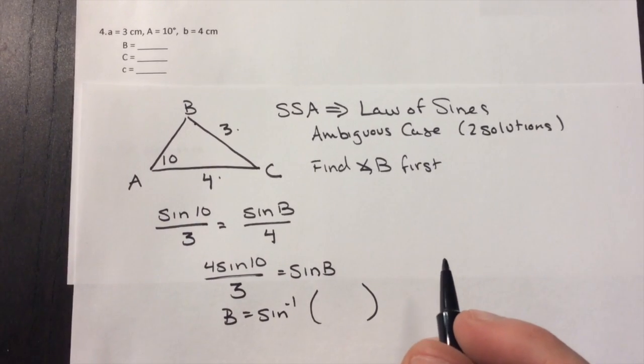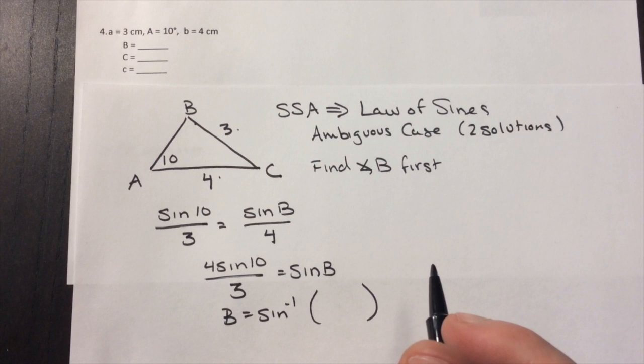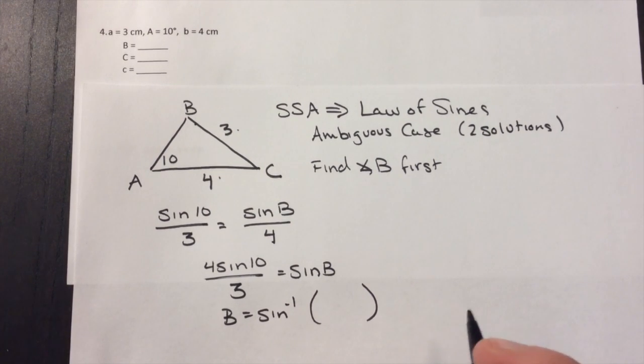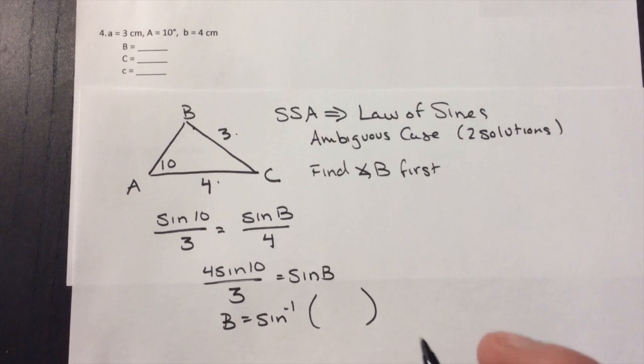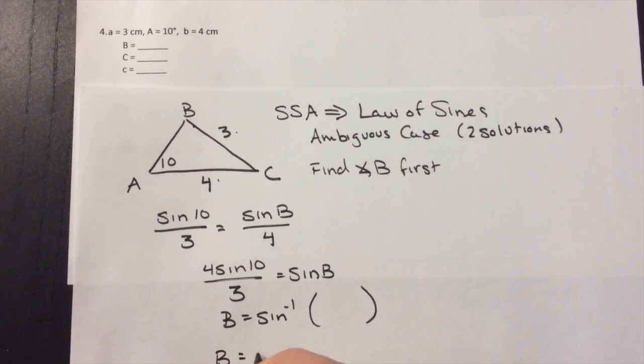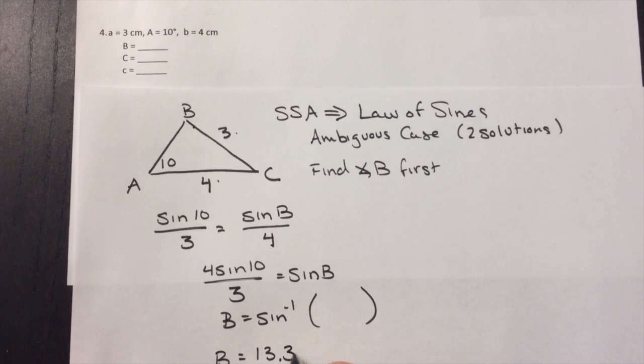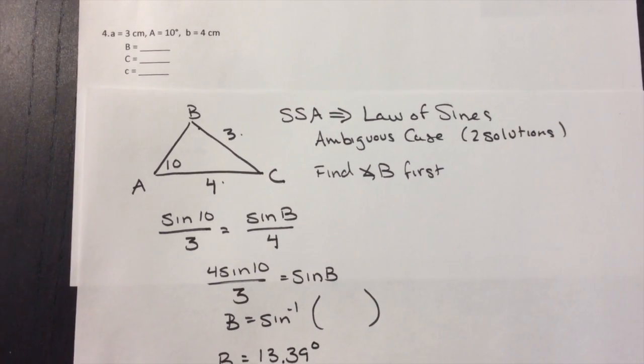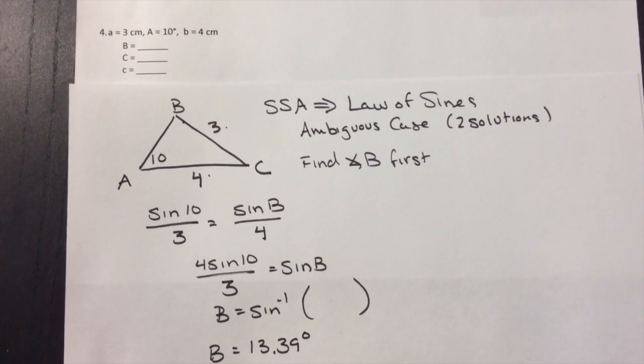So I'll go over to my calculator. I'm going to type the inverse sine of 4 sine 10 divided by 3. Hit enter. And I get B equals 13.39 degrees. So that's an answer. So I have at least 1 solution.